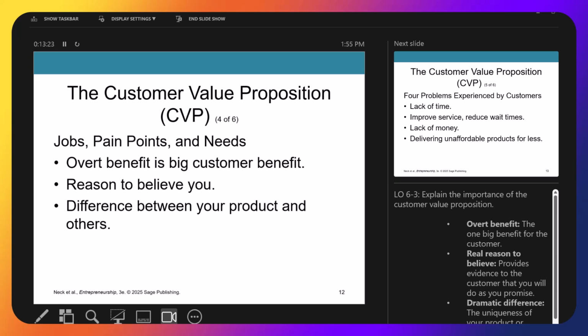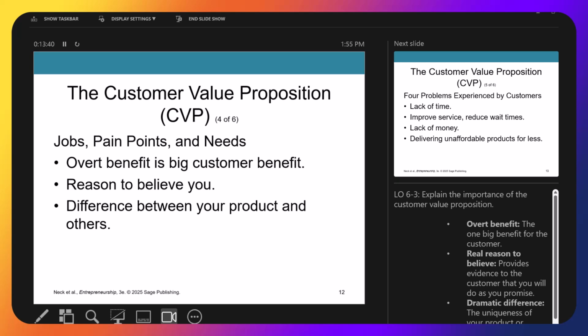Over benefit is being a customer, a big customer benefit. So when you look at that, you have a reason to believe an over benefit. You've got a reason to believe you, the difference between you and your product. So we've got an over benefit.